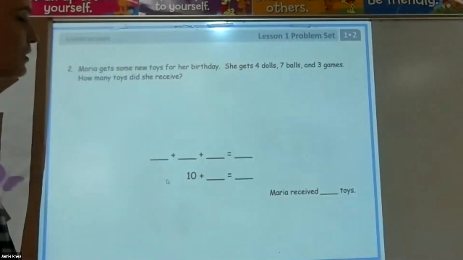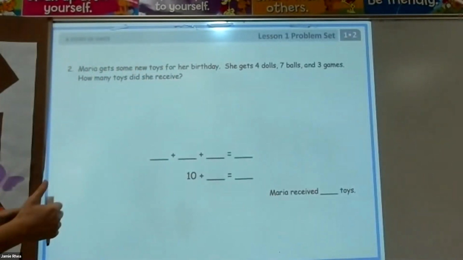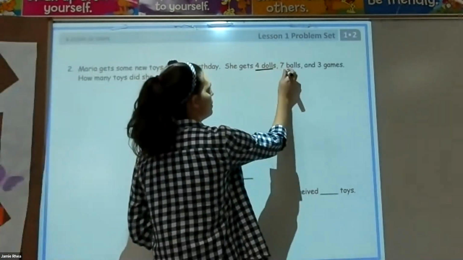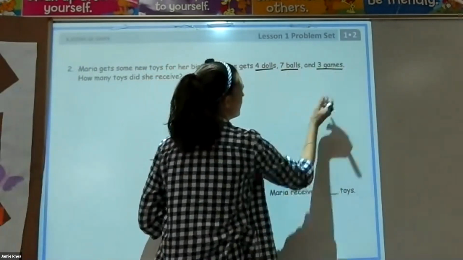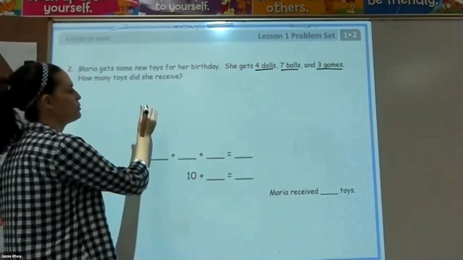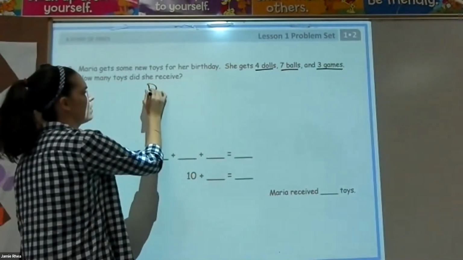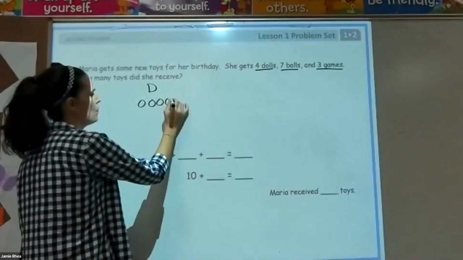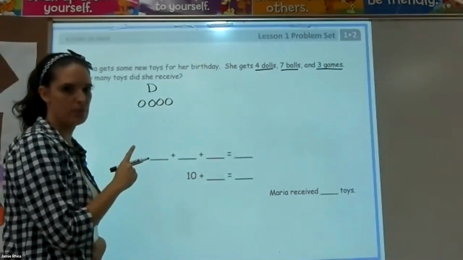So let's read first. Maria gets some new toys for her birthday. She gets 4 dolls, 7 balls, and 3 games. How many toys did she receive? Well, I know that she has 4 dolls, 7 balls, and 3 games. Now I got to draw my simple math story. I'm going to draw my dolls first. I'm going to put D for dolls, and I'm going to put 1, 2, 3, 4. See how simple that was?